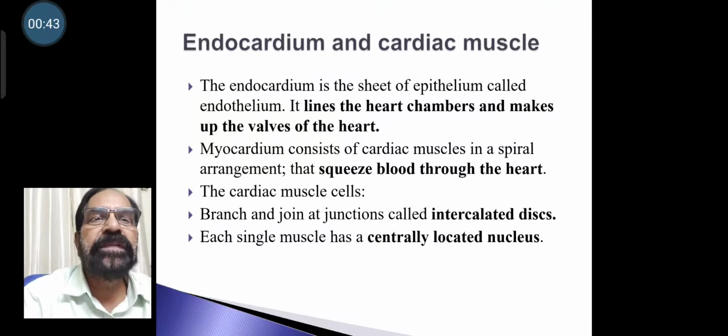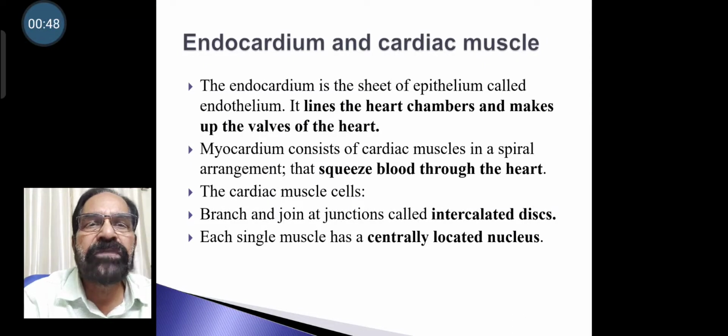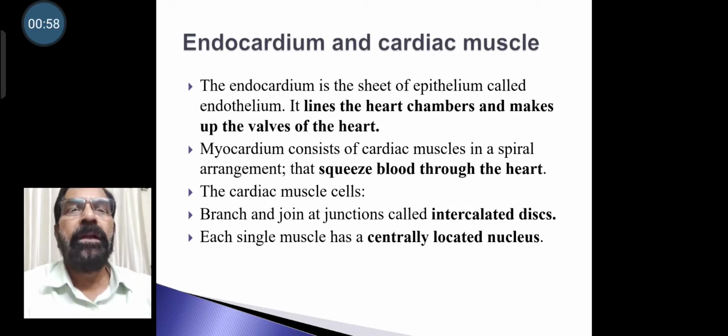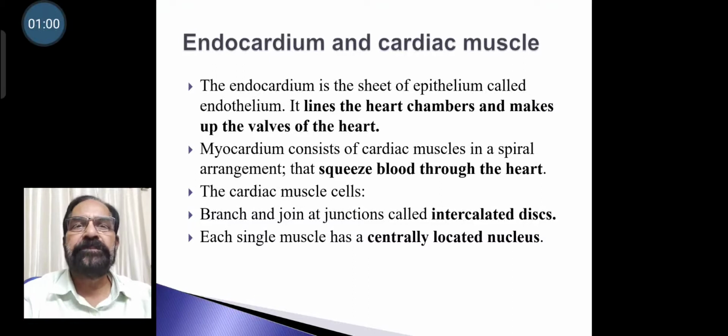Myocardium consists of cardiac muscles in a spiral arrangement that squeezes blood through the heart. The cardiac muscle cells branch and join at junctions called as intercalated disc. Each single muscle has a centrally located nucleus.